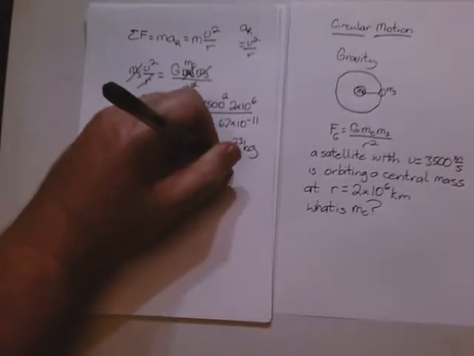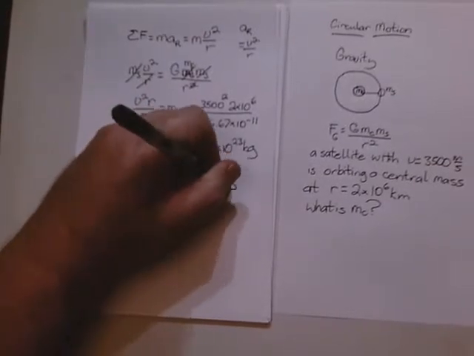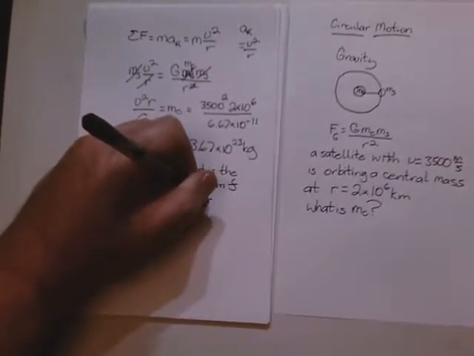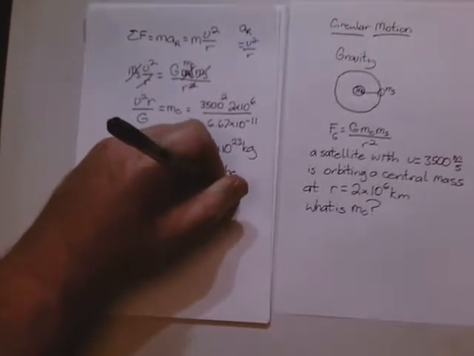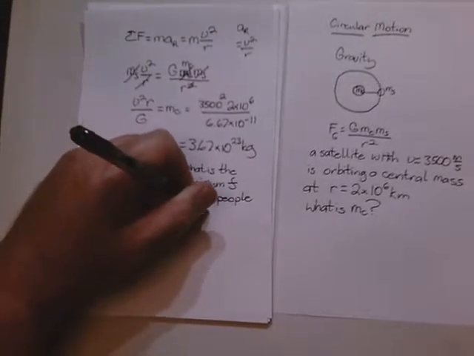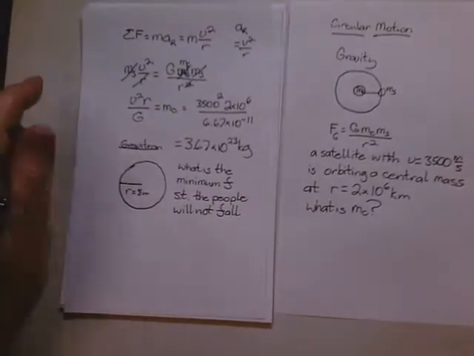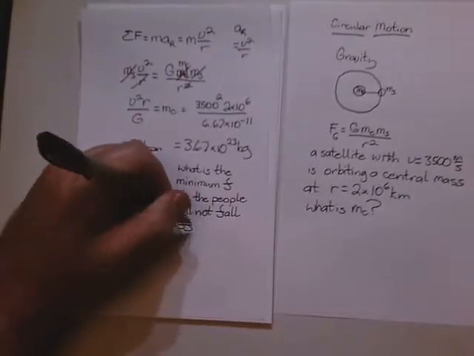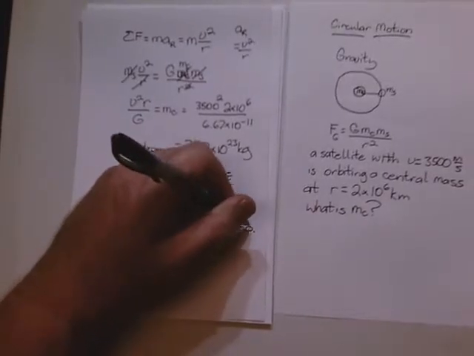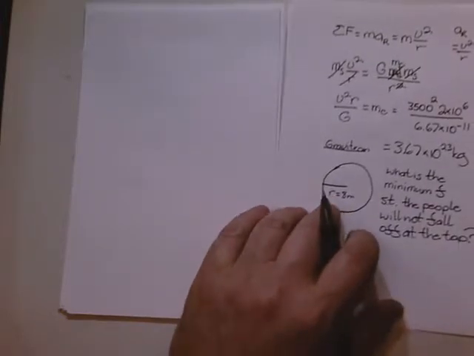And so the question is, granted, you're strapped in, but for the sake of the problem, what is the minimum frequency such that the riders will not fall off at the top? So this is definitely a circular motion problem.